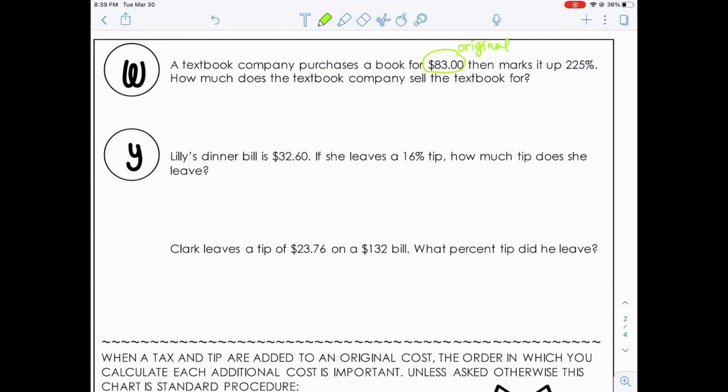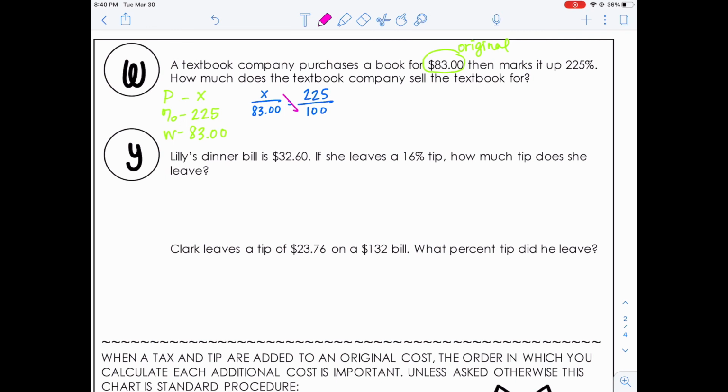For this particular problem, $83 is the original amount that the textbook was purchased for. So we're going to do part, percent, and whole down the side. The original is the whole, so $83 goes in for the whole. The percent is 225, and the part we don't know, so we're going to put X. Now we're going to use our percent proportion, so we're going to do X over 83 equals our percent, 225 over 100.